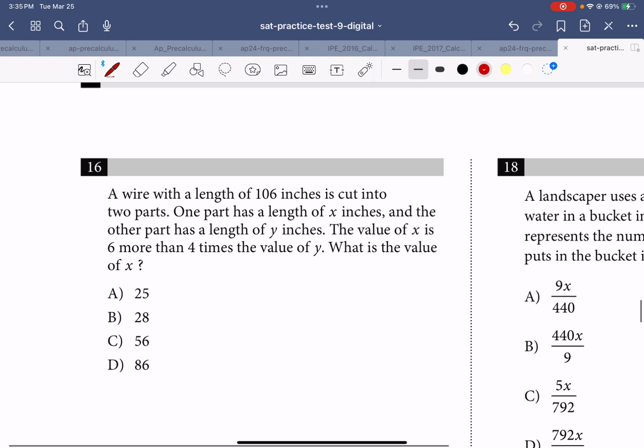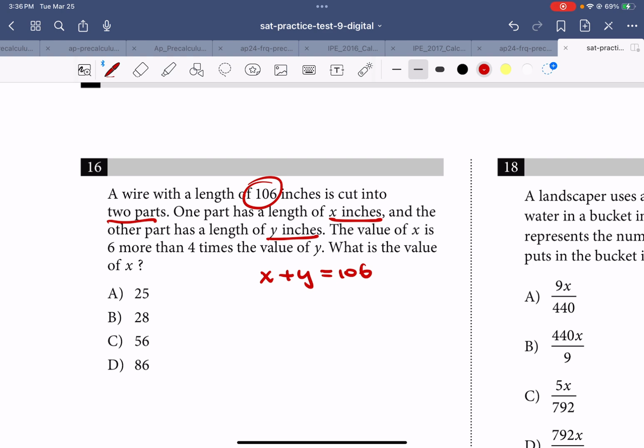Number 16, a wire with a length of 106 inches is cut into two parts. Okay? And one part is x inches and the other one is y inches. The value of x is 6 more than 4 times the value of y. And then what is the value of x? Okay, so we know that x plus y is 106. Those are the two parts.